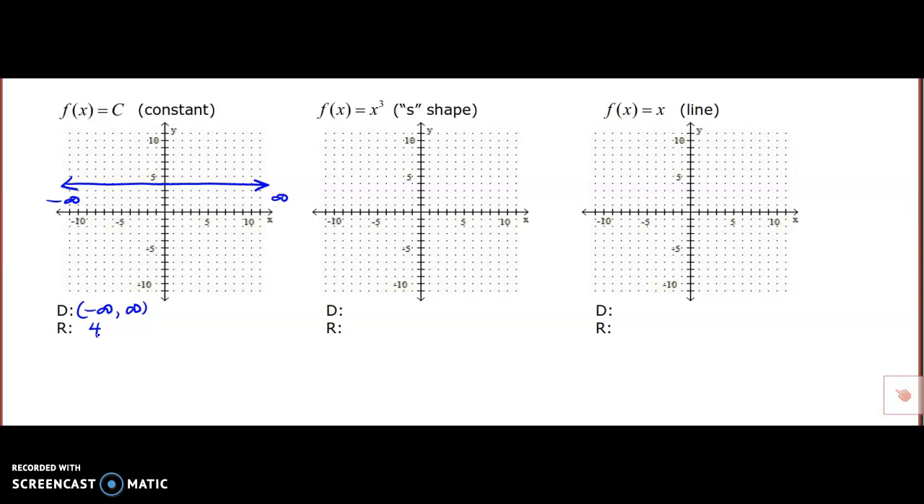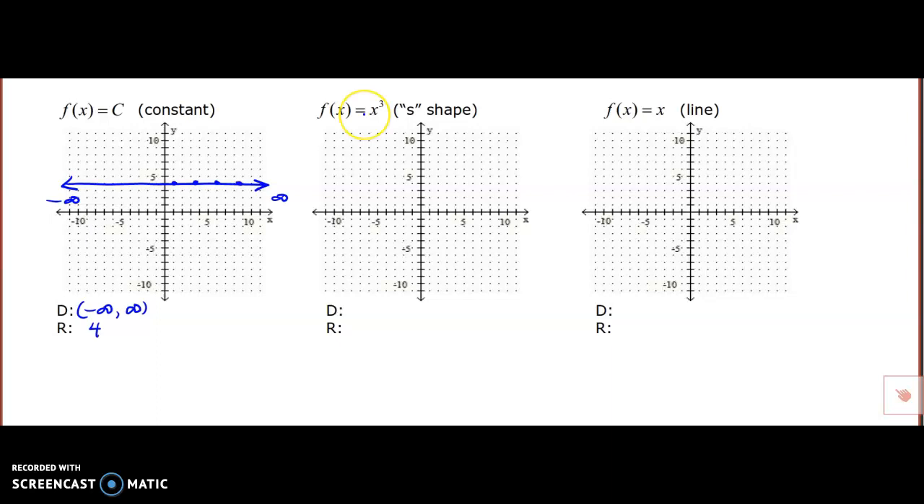The only y value that this function uses is the value of 4, or 5, or 7, or whatever the y value happens to be that your graph is running over. If you thought about that in terms of ordered pairs, every one of these ordered pairs would have a y value of 4. And that's the only y value we would use.